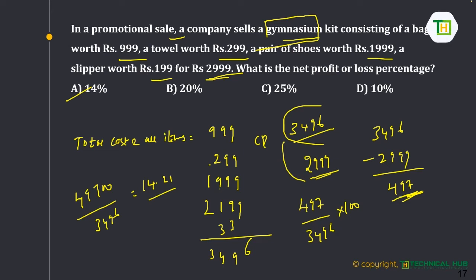So that's it. I think this paper has some good questions. In probability and permutation, a total of 5 questions are there. Very interesting questions, so go through this paper once again. If you still have any doubt, ask these questions in the doubt session.